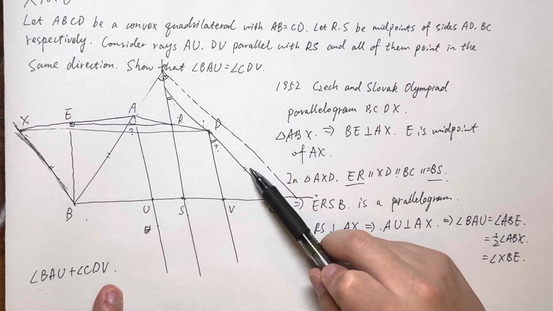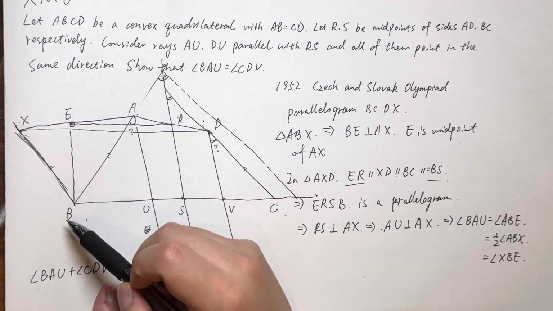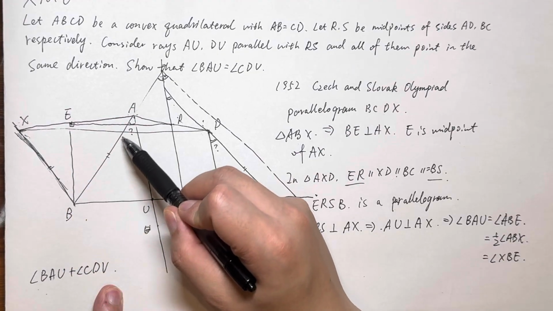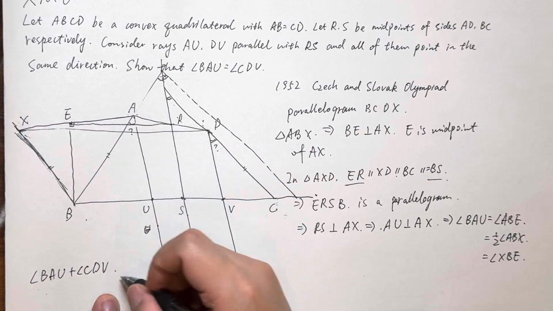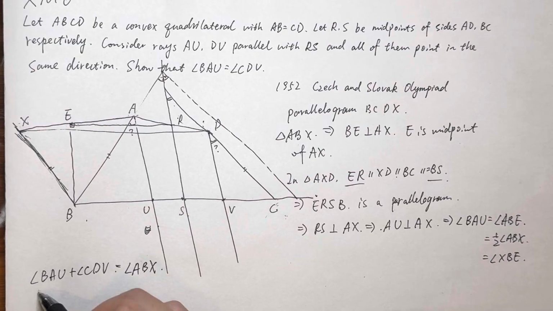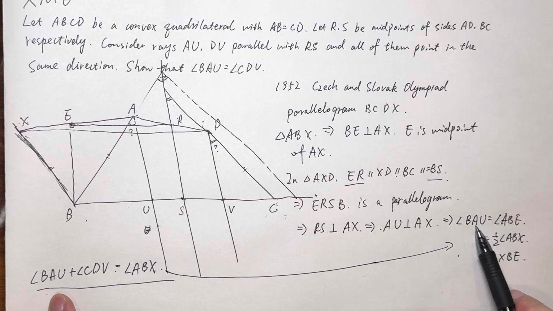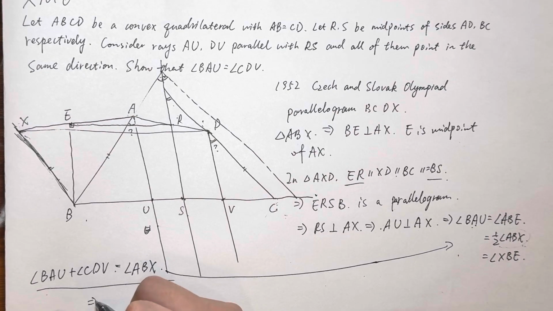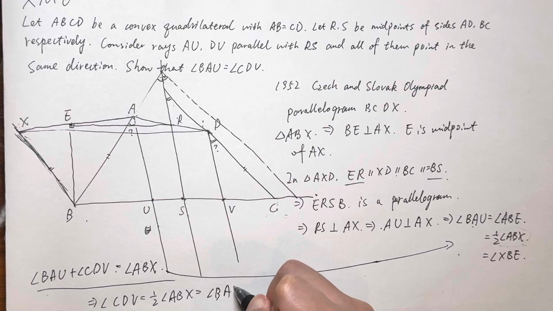And when we draw a parallel line of CD to BX, the BX forms the angle with AB, that is angle XBA. So it equals angle ABX. Now, if you look at this one to this here, we know that angle BAU equals half of angle ABX, which means that angle CDV equals half of angle ABX equals angle BAU, right?